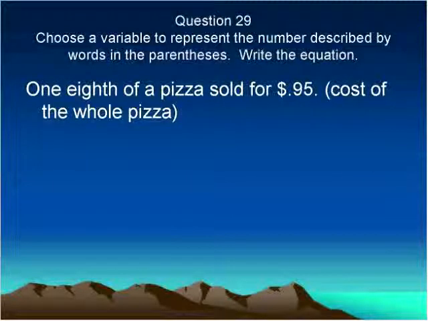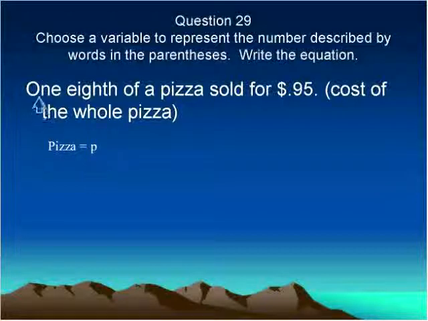All right? And for our final question of the day, we are going to choose a variable to represent the number described by the words in the parentheses. Wow, that's a mouthful. The words in the parentheses are the cost of the whole pizza. What's a good variable for the cost of the whole pizza? When you're picking a variable, you want to pick something that's easy enough to remember. So let's say P for pizza. It's just easy. Okay, so the cost of the pizza equals P.